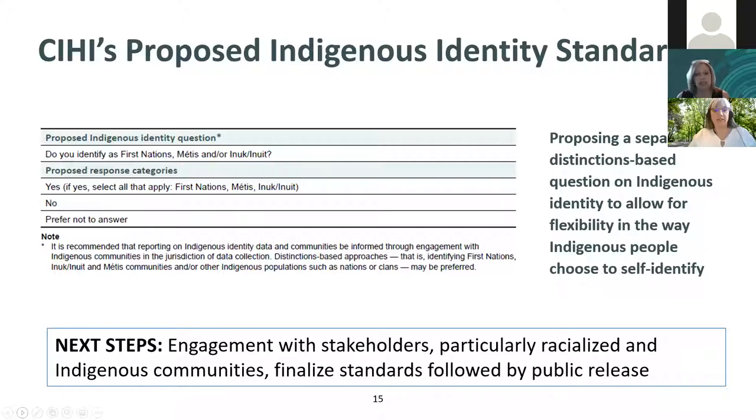And we are approaching this engagement in alignment with CIHI's Indigenous health strategy and with the collaboration of CIHI's Indigenous health team. CIHI also encourages organizations implementing data collection to engage and collaborate with Indigenous communities in their jurisdictions to find out how they prefer to be identified. Next steps in this area are to publish a What We Heard report based on our stakeholder engagement, followed by finalized standards in early 2022. Next slide.